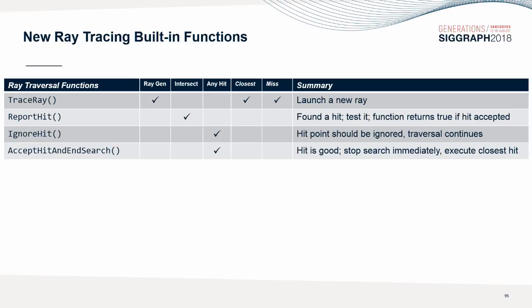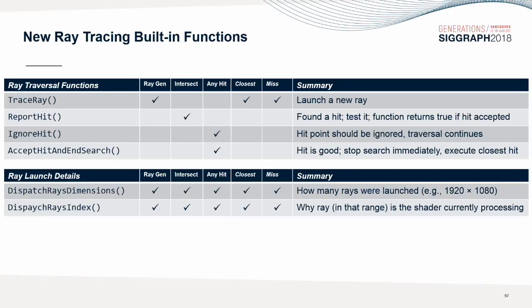ReportHit is what you use in your intersection shader to say, aha, I found one. Go shade it. In the any hit shader, you can ignore a hit that you found in your intersection shader. Basically, hey, this is transparent. I don't actually want to do final shading on it. Keep going. That's what IgnoreHit allows you to do. And AcceptHitAndEndSearch is like, oh, I found the one. I'm done. Stop. Go shade this one. Don't keep traversing. And that allows you to speed things up if you have a type of ray where you can know that in advance.